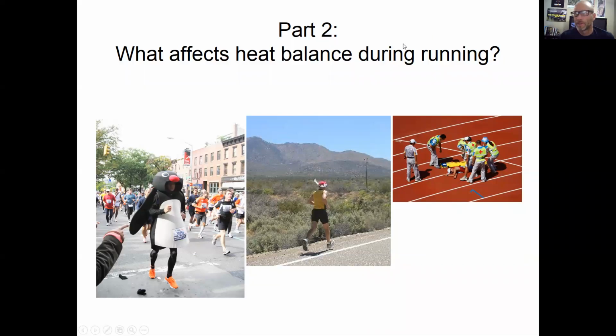Let's talk about what affects heat balance during running. This is part 2 of chapter 4 of the law of running. And we're going to talk about how to influence heat balance.